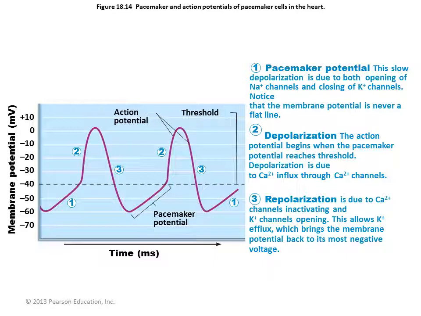Pacemaker cells have unstable resting membrane potential, due to opening of slow sodium channels that continuously depolarize. At threshold of minus 40 millivolts, calcium channels open, and this explosive calcium influx produces the rising phase of the action potential. Repolarization results from inactivation of calcium channels and opening of voltage-gated potassium channels.